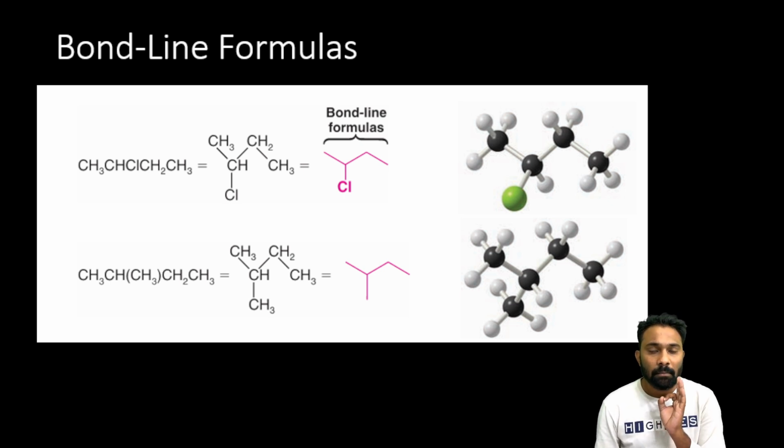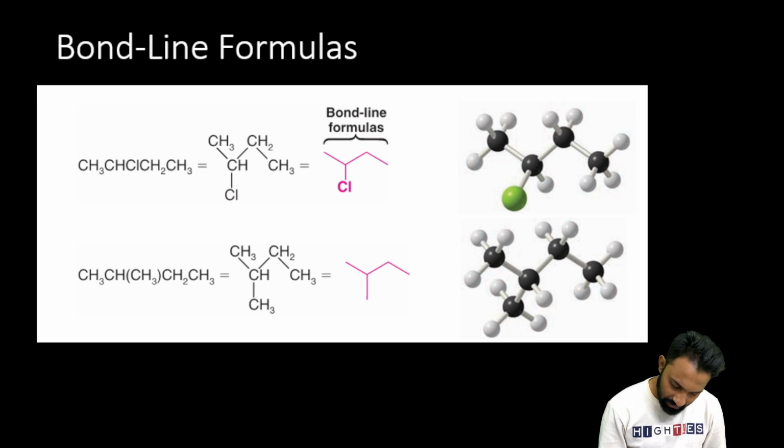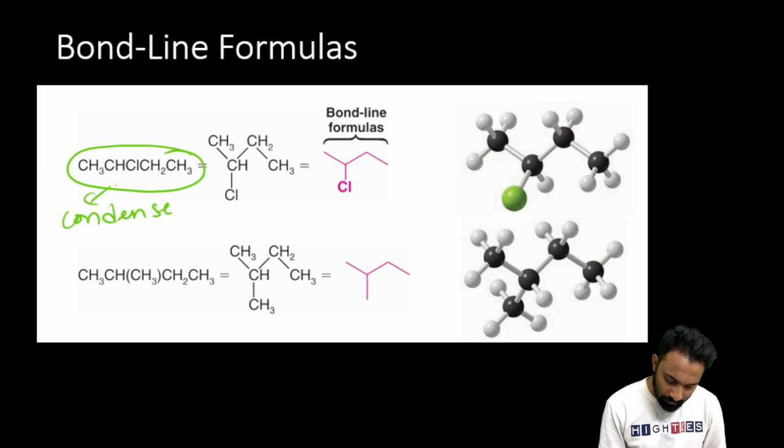In this bond line notation, we will never represent the carbon and the hydrogens. We only represent the parent chain bonds. Clear? Now you see here, this is 2-chlorobutane in condensed form. In the same way, in this condensed form, you just remove the carbon and hydrogen. You can see the same condensed formula only. You just remove this carbon and hydrogen, and it will give you the bond line notation.